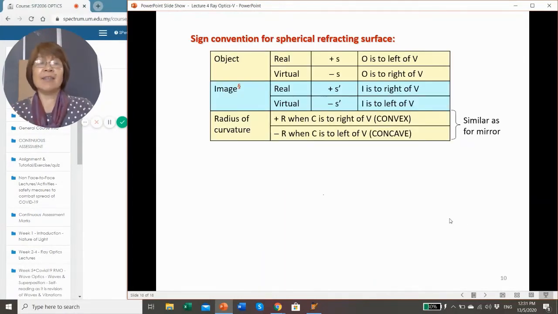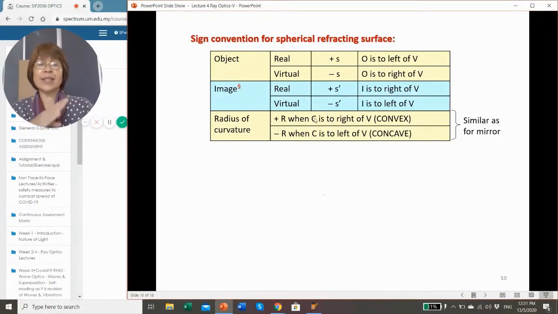These are the sign conventions for the spherical refracting surface. If the object is real, the distance will be positive s and the object is on the left of the vertex. If it's virtual, the value will be negative, and the object is on the right of the vertex. For the image, it will be real if it's formed on the right side of the vertex and you have a positive distance. It will be virtual if it's formed on the same side as the object, which is on the left of the vertex, then the value will be negative. For the radius of curvature, it is similar to what we have used for the mirror.